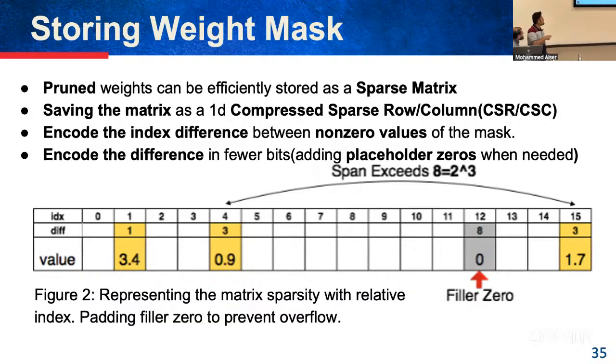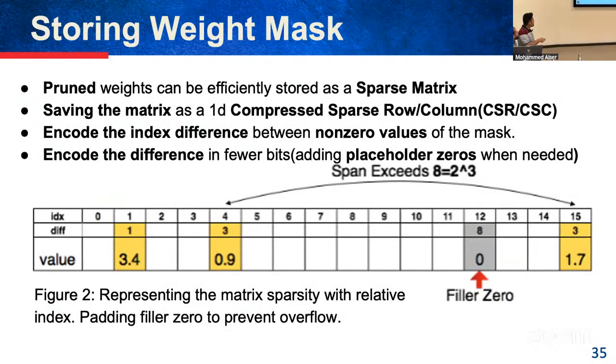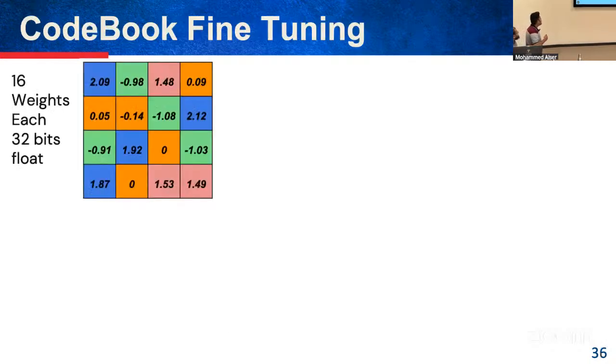There are two types of this matrix: compressed sparse row and compressed sparse column. In this way we can store the data efficiently, and when doing computation using a sparse matrix, we can use that one-dimensional array. So next, now codebook fine tuning.